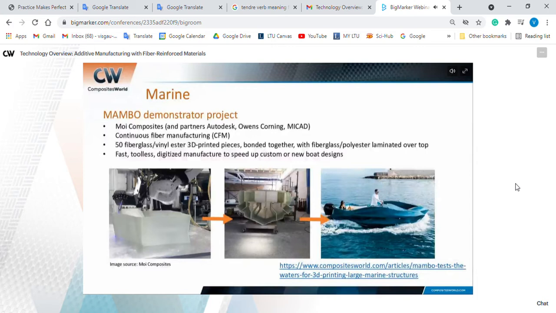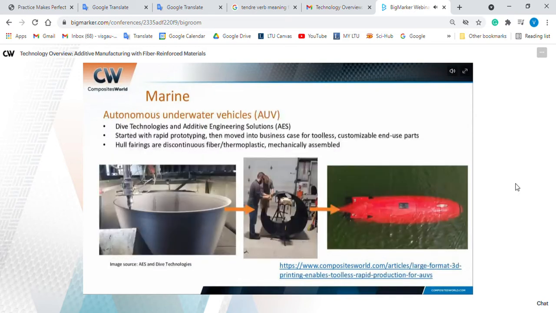This boat hull was designed and printed in 50 different pieces between two facilities with fiberglass and vinyl ester, and then bonded together. You can see that in the picture in the middle here. And then fiberglass is laminated over top and finished to make the final shape of the boat. They're testing this on the water this summer and using this as an example of a very large marine end-use part accomplished through 3D printing.